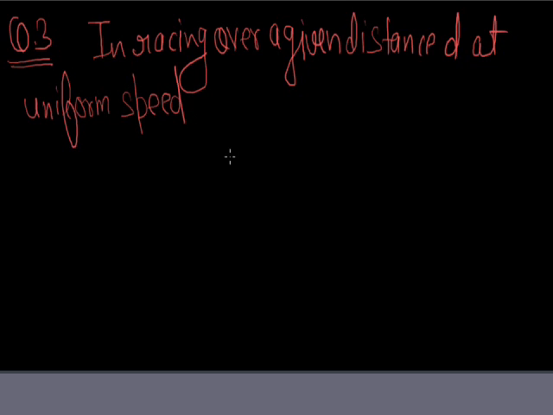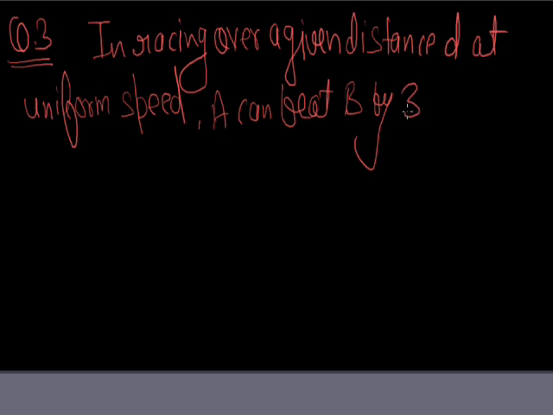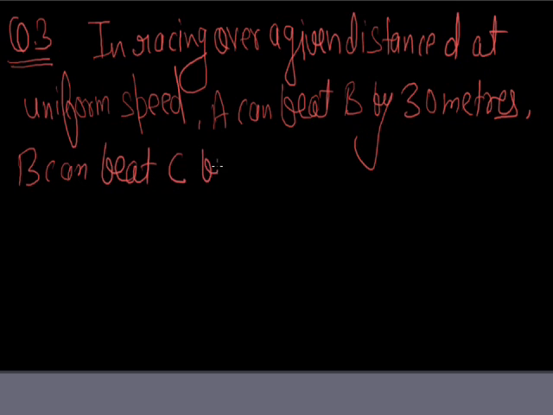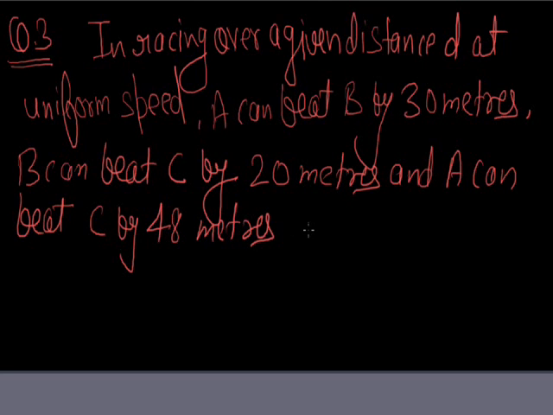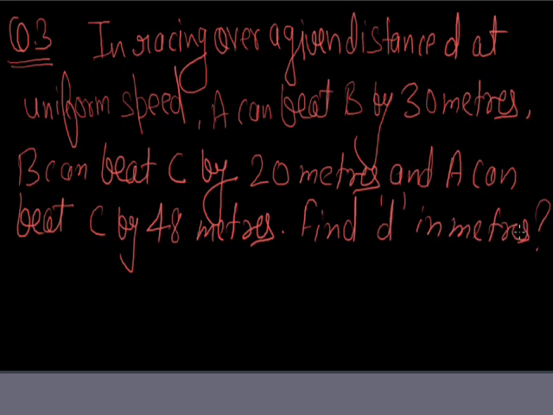A can beat B by 30 meters, B can beat C by 20 meters, and A can beat C by 48 meters. So we have to find D in meters. We have to find the value of D in meters.